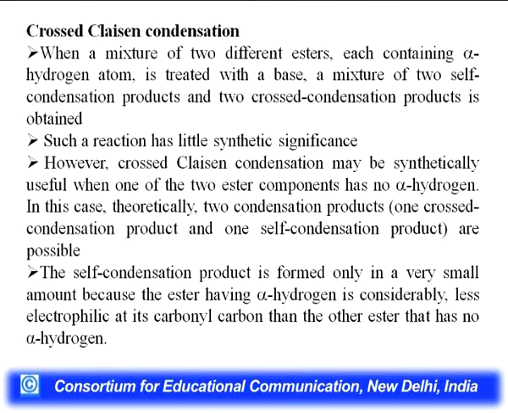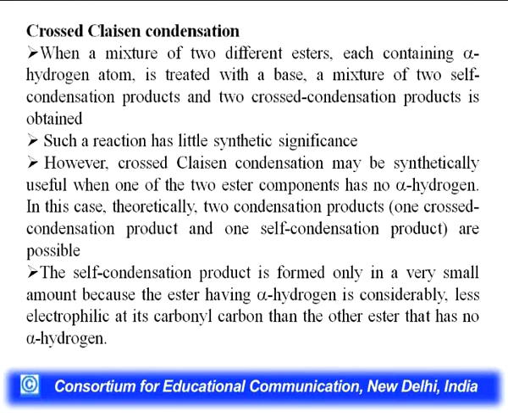Next is the cross Claisen condensation. In simple Claisen condensation we have taken the 2 same esters. Now, as the name indicates, in crossed Claisen condensation we have to take 2 different esters, each containing alpha hydrogen atoms, and when treated with base, a mixture of 2 self condensation products and 2 cross condensation products is obtained.